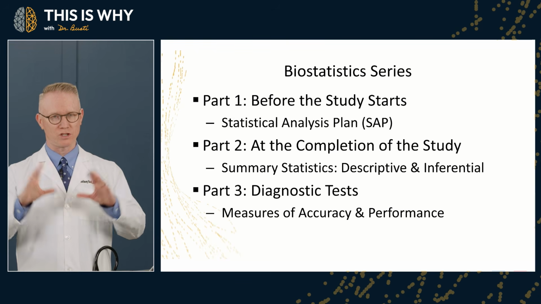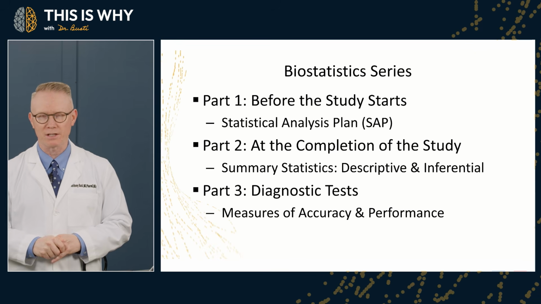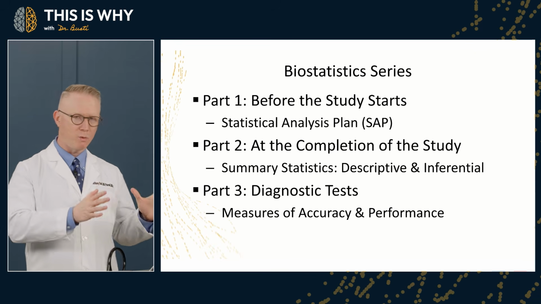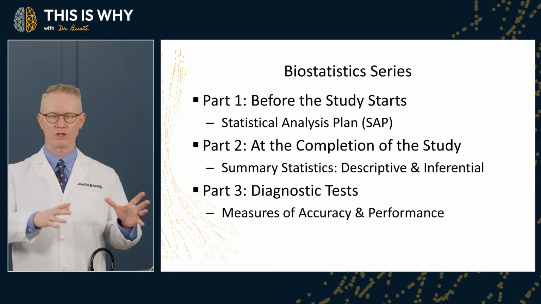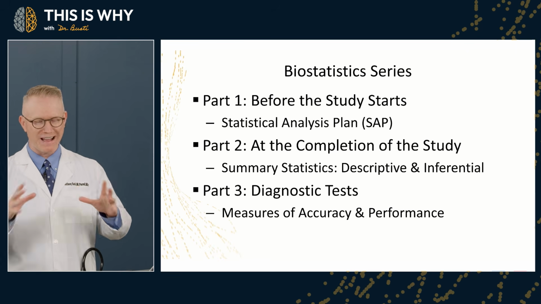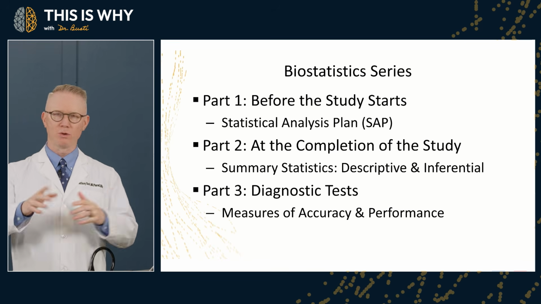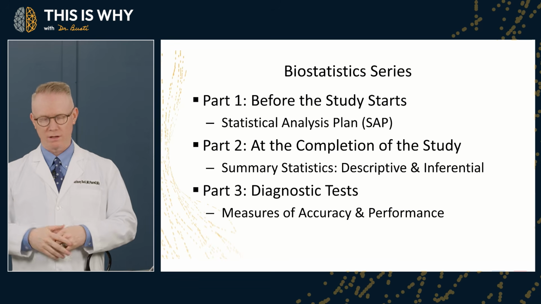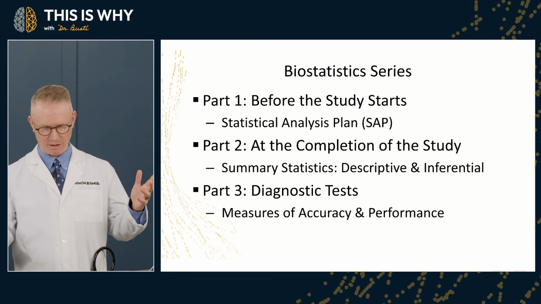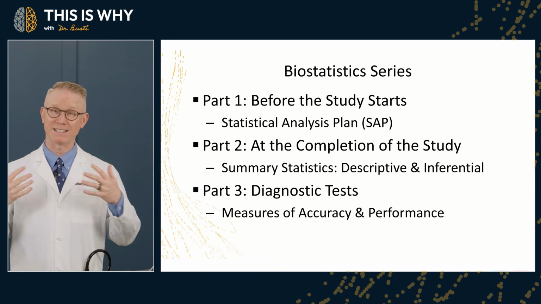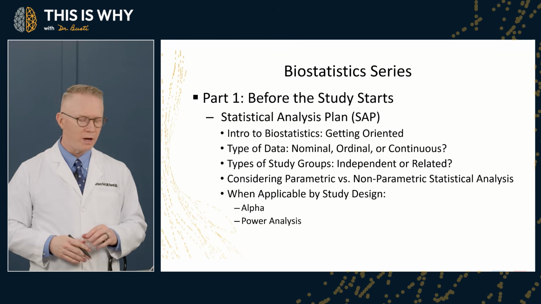All right, now, just to show you where we are in the larger overall plan in this series of biostatistics, there's part one, so that's where we're at before the study starts. What did the researcher, what were they supposed to do in defining their protocol? And that's part of that statistical analysis plan, or the SAP. Part two is the completion, the summary statistics that include descriptive and inferential statistical analysis, traditional things like p-values and such, right? And then if it's a diagnostic test related study, then what are those measures, okay? So here we are in part one.